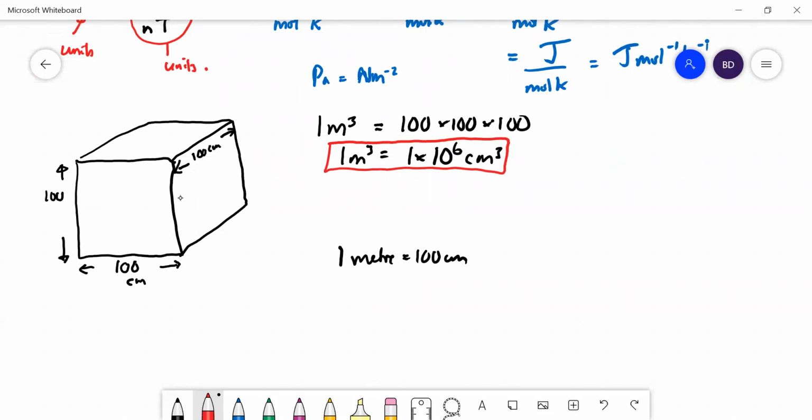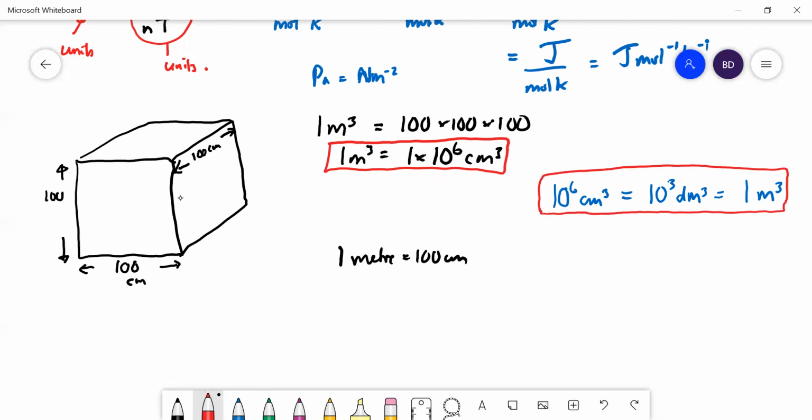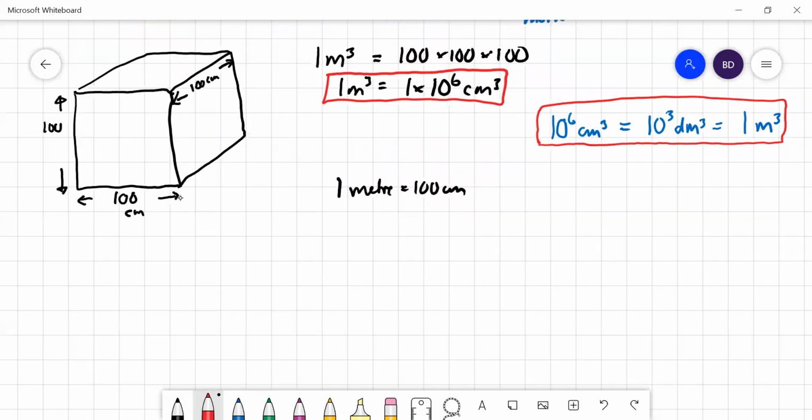And just another little conversion. Okay, so we've got 10^6 centimeters cubed, which is equal to 10^3 decimeters cubed, isn't it? Because there's 1,000 centimeters cubed in a decimeter cubed, which is equal to 1 meter cubed. So if you remember that, that's pretty useful as well. If you ever have to convert decimeters cubed into meters cubed, you have to divide by 1,000. Right, so let's just do a quick calculation using that then.